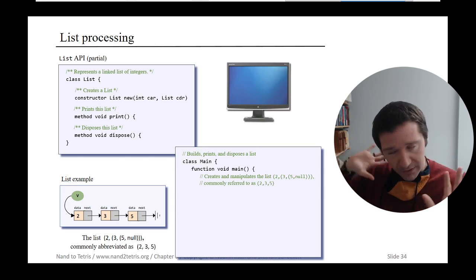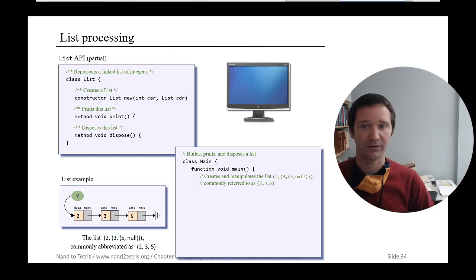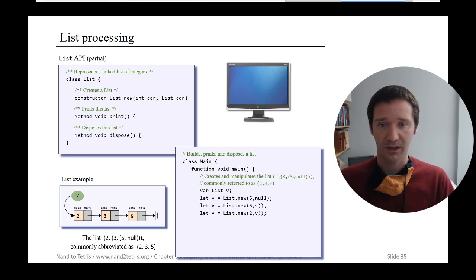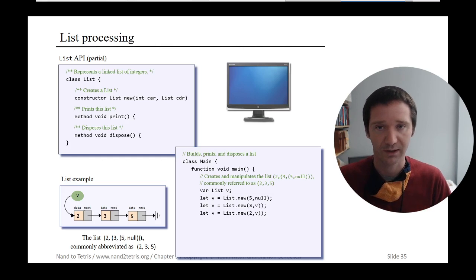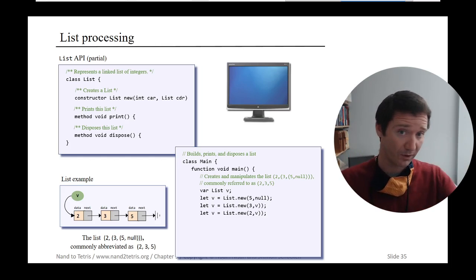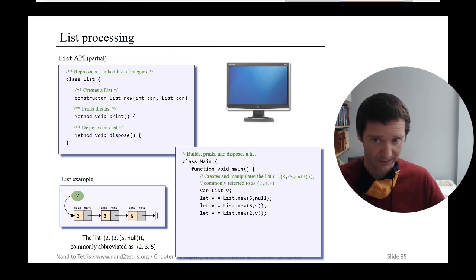So that's the list. Let's look at some code that we might use to interact with the list. We want to create a list, manipulate it, and then start printing it. So we're going to create a new list V. We're going to say let V be a new list. We're going to give it the values 5 and null. So we give it an atom, 5, and then what we want to link it to, the next list.